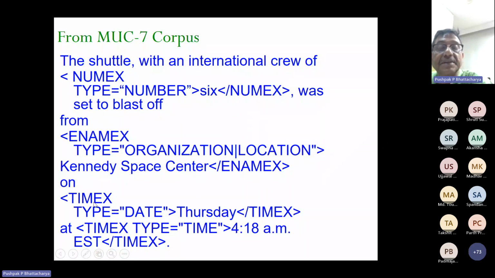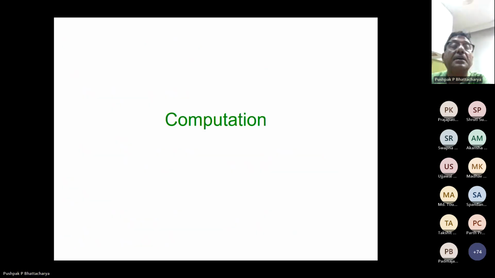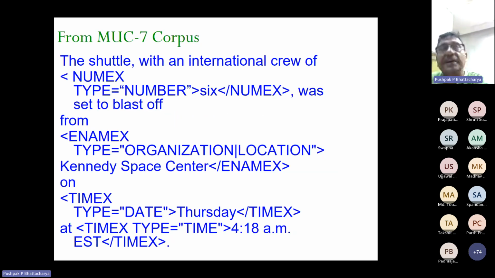And then we have a TIMEX, Thursday, which is Thursday 4:18 a.m. So it's a complex TIMEX. There we have date as Thursday and time as 4:18 a.m. So TIMEX can contain another TIMEX. EST. So this is an example of having ENAMEX, NUMEX, TIMEX, everything, all the big categories. Okay, so those were data sets, annotation procedure, hierarchy of tags, then named entity recognition challenges, named entity as a concept, and so on. Now let's look at some of the computational approaches to solving this problem.